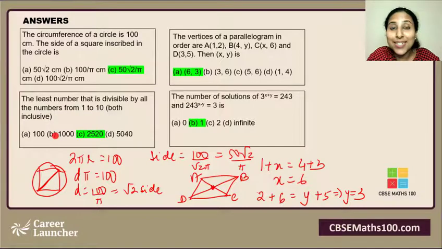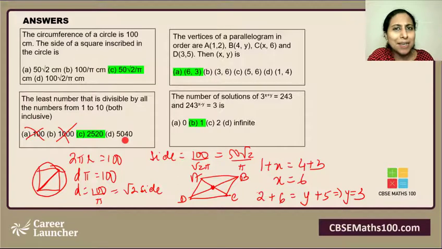Let's look at the next question. The least number that is divisible by all numbers from 1 to 10, both inclusive. Here, we can eliminate options 100 and 1000 because 100 and 1000 are not divisible by numbers like 3, 7, and 9 for sure. The answer has to be one between 2520 and 5040. How do we find this answer out?